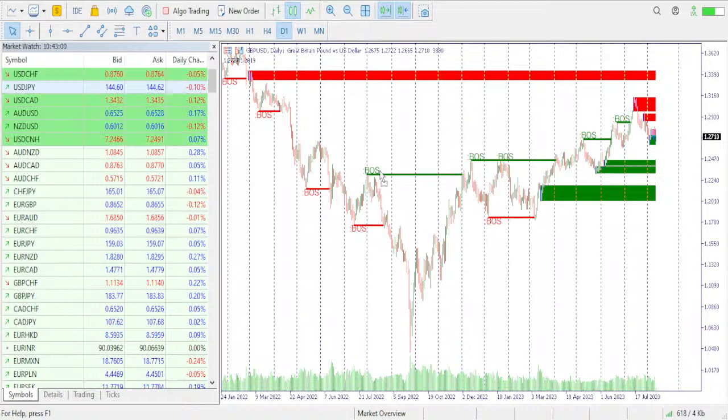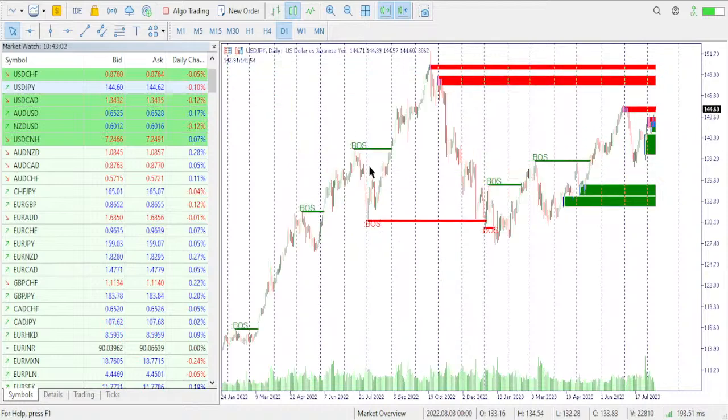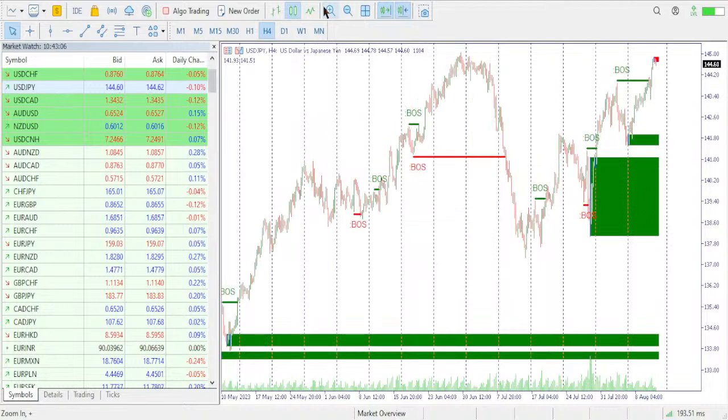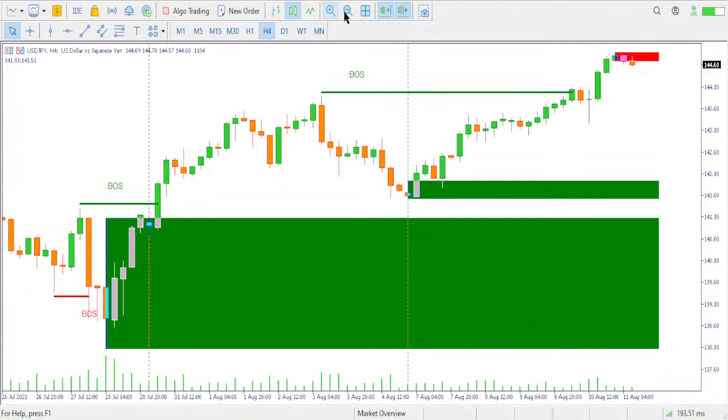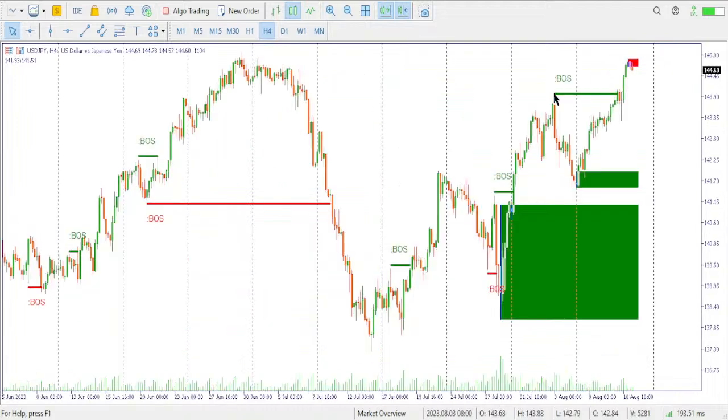I want us to look at the US dollar Japanese yen. So this one here is upwards. This chart is headed to the upper side. As you can see, we had a bullish break of structure here. The price continued to move to the upper side. So as it is right now, we want to see a break and a close above this line, this line here, this zone.